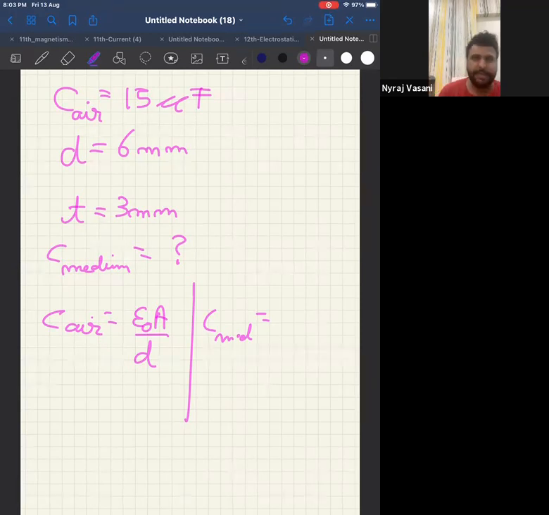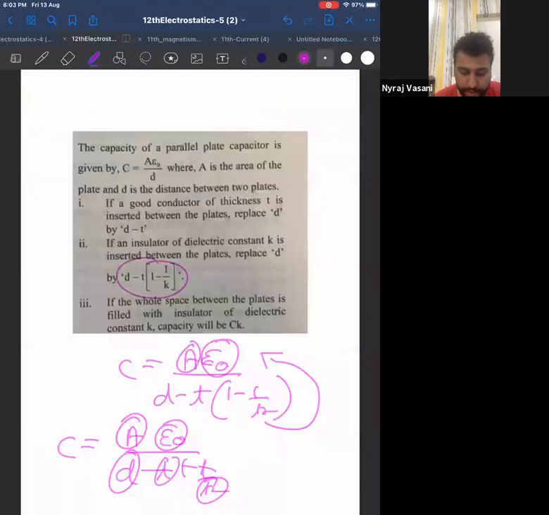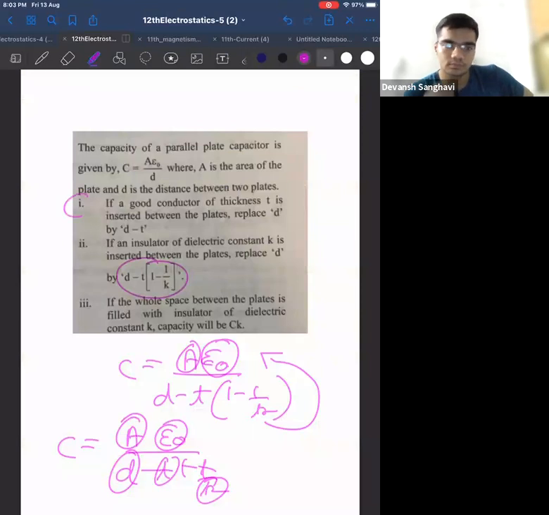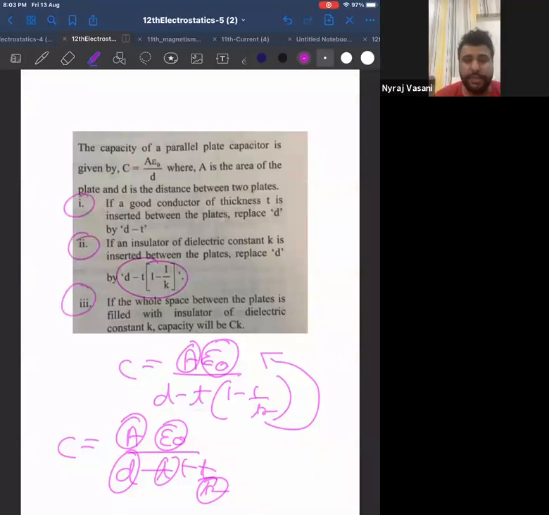Okay, keeping that aside, this scenario is scenario 1, 2, or 3. Where did it go? 1 minute. Tell me, which scenario is this? First. Tell me which scenario is given in this question. Scenario 1 is given in this question, where I have to replace d by d minus t.